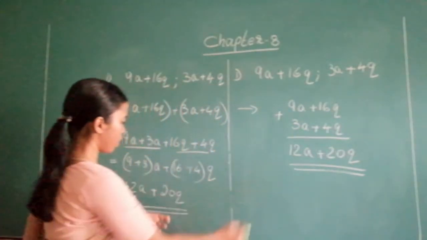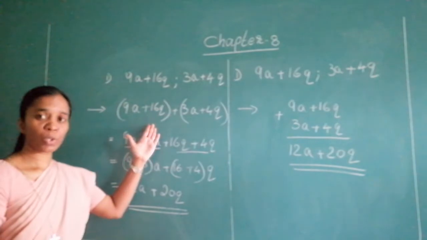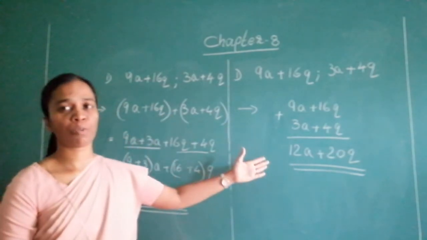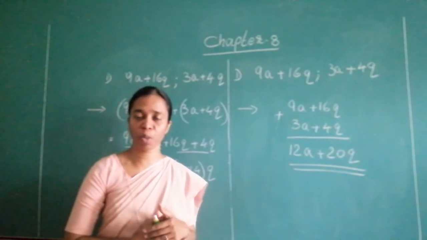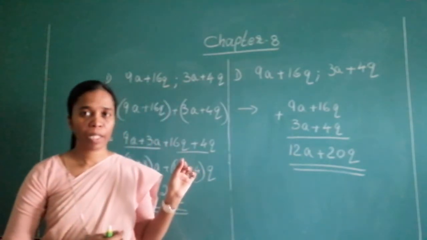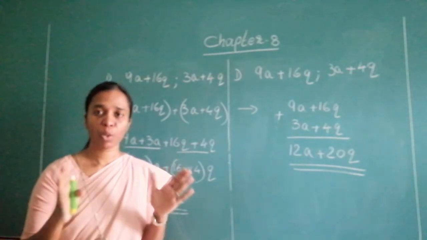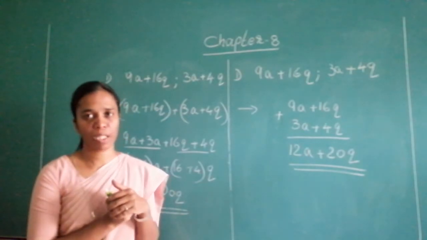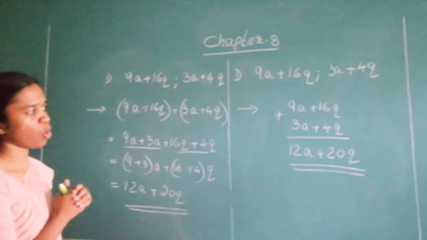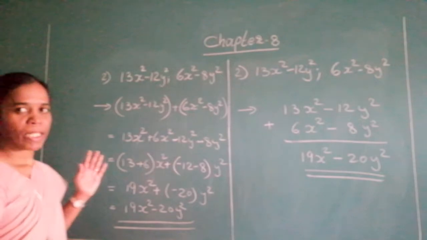If you look at it, you can see that in both places we have the same answer. This is how we solve it horizontally, and this is how we solve it vertically. You can choose whichever method you want. Only keep in mind, only like terms we can add. So when you look at the like terms, add the coefficients and put the same variable. Please copy both the methods. Let us look at the second example.